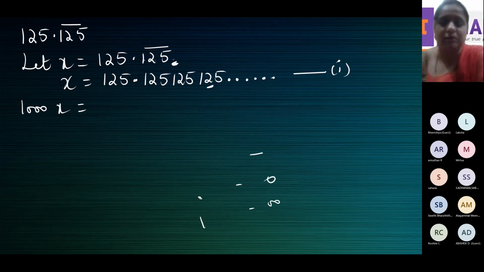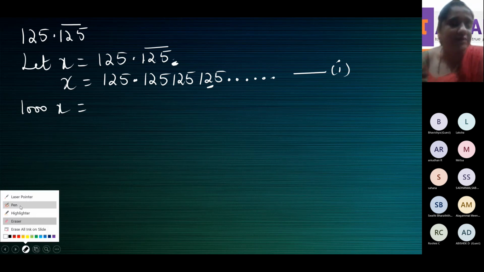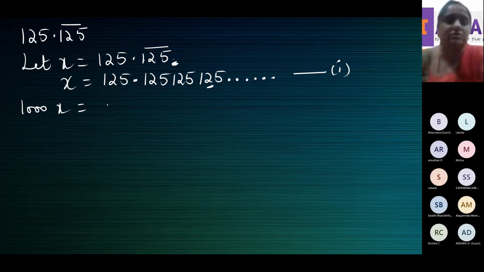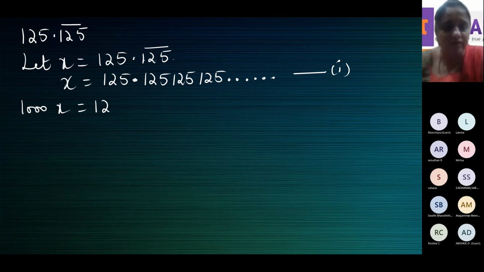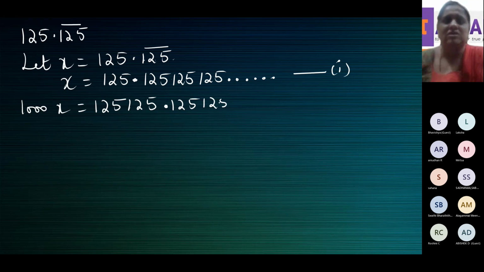When you multiply x by 1000, the decimal point will get shifted to the right by 3 decimal places. So see here, when you multiply x by 1000, the decimal point which is here will move by 3 places. 1, 2, 3. It will come here. So 1000x is equal to 125 point, then 125. This one goes on. You can write how many ever times you want.